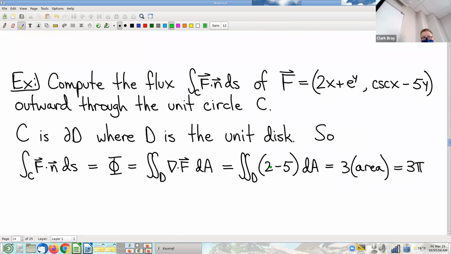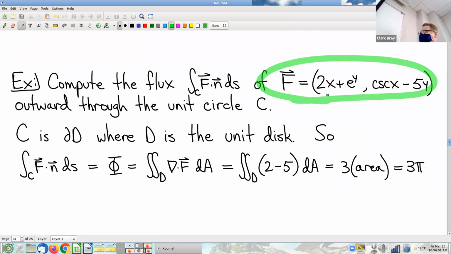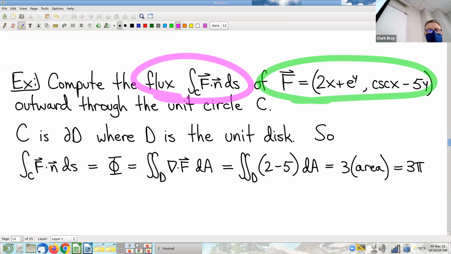Okay, so let's do one. I've got a vector field here representing the flow of some sort of fluid or the migratory pattern of a certain kind of bird or whatever. We've got a vector field representing the flow of a two-dimensional fluid, water flowing across a plane. And I want to compute the flux of this vector field, specifically the outward-oriented boundary flux, and the curve is the unit circle.